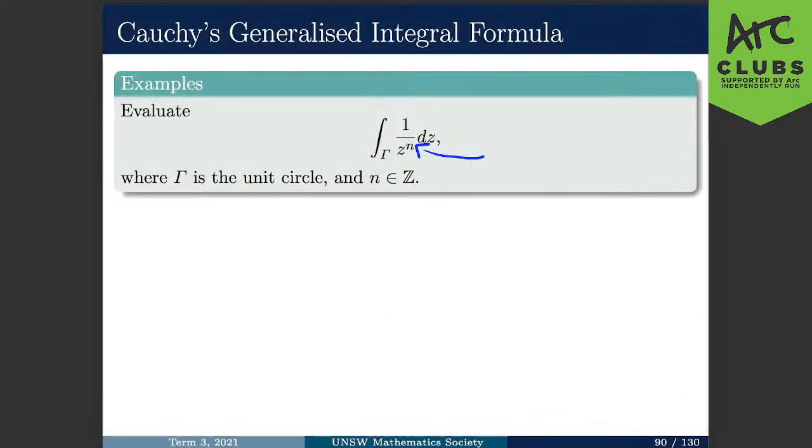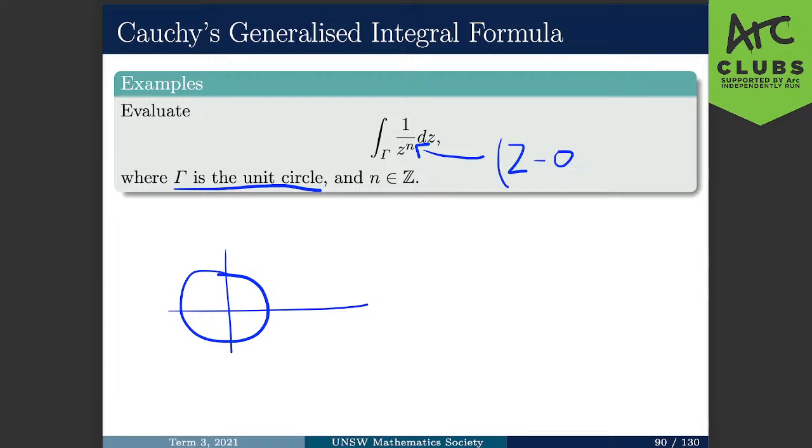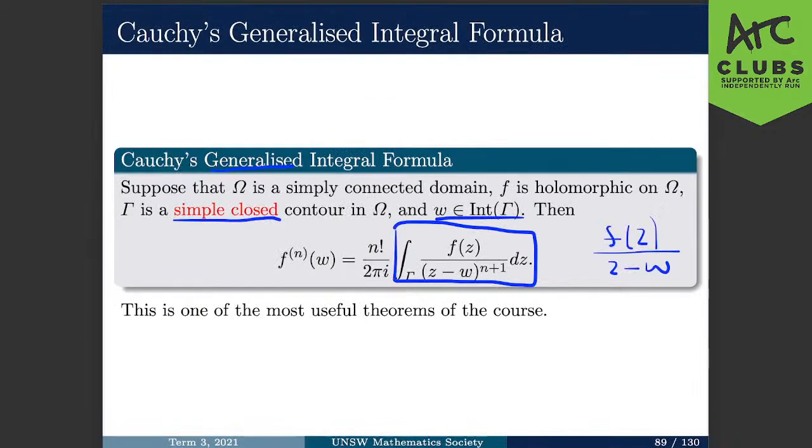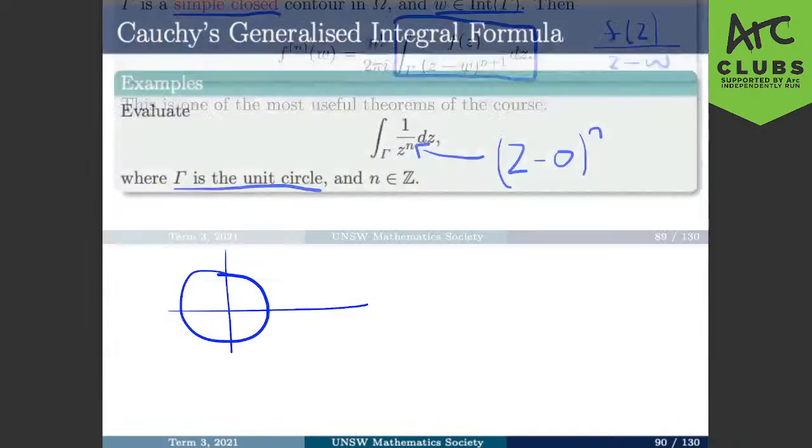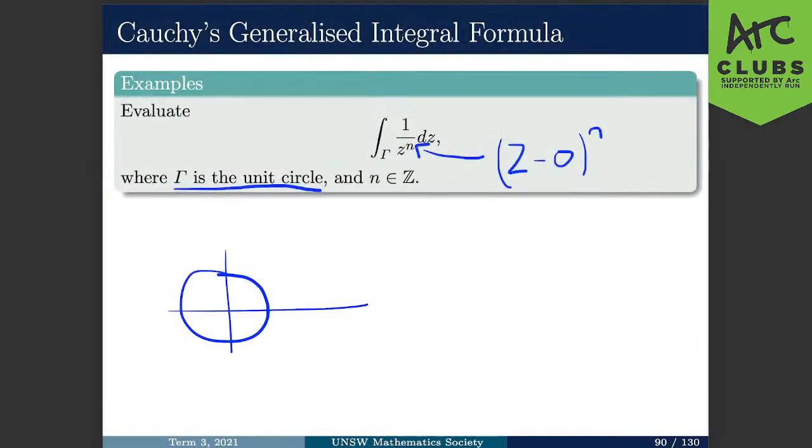So in this case, we have the unit circle. And the unit circle, we obviously know that this is simple. It doesn't cross itself except at the endpoints, and it's closed because it starts and ends at the same point. In this case, our w would just be 0 because z is just z minus 0. So the bottom bit is just z minus 0 to the n. So based on the formula here, our w is actually 0, and 0 is clearly in the interior of this unit circle.